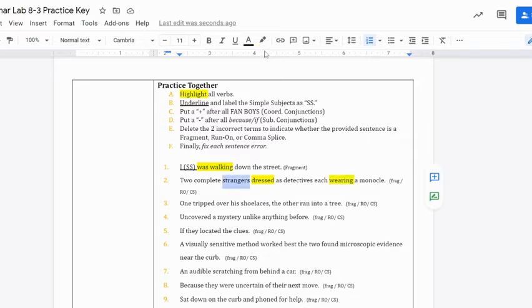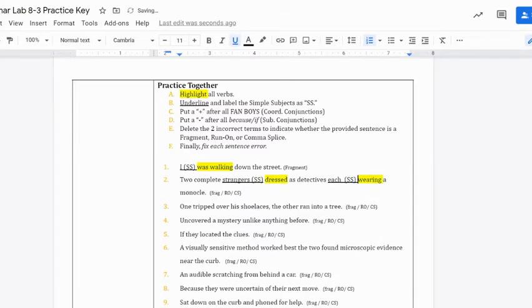So the simple subject is the answer to the question of who was wearing. Now, you might want to say detectives, but look what's right in front of it, the word each. It's really important that we don't mistake the simple subject for the wrong word. So each was wearing a monocle.